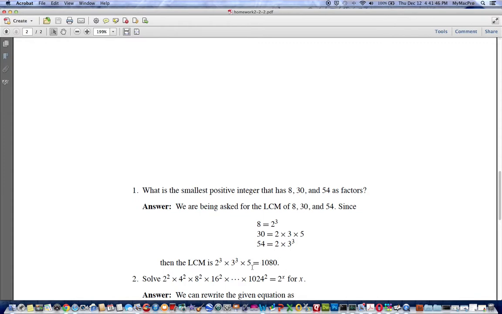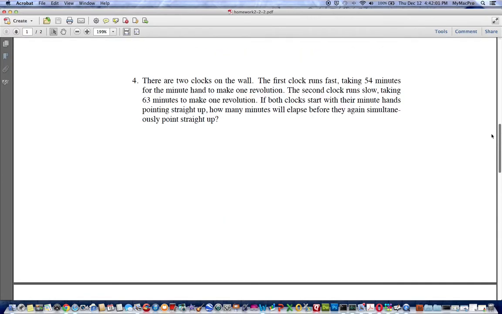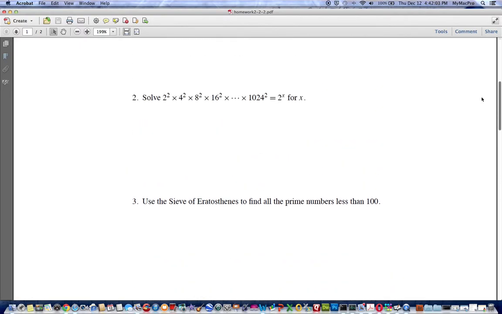Okay, so 1080. If you look at 1080, you can check 8 divides 1080, 30 divides 1080, and 54 times 20 is 1080. So that's what it is. So that's a simple question.